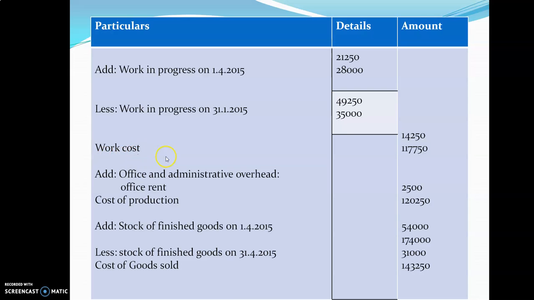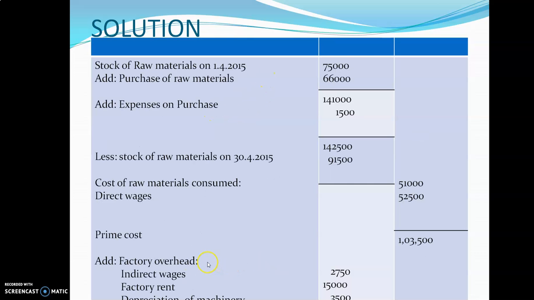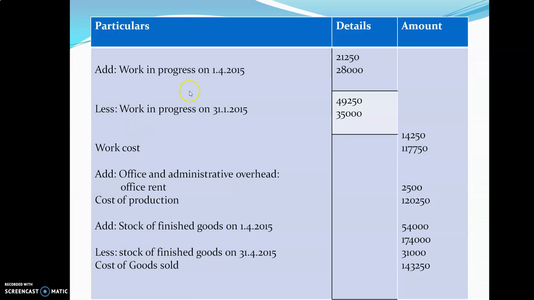So work cost, we'll get work cost, but how? See here. This was the factory overhead we are doing. So these three expenses we have recorded. Then we have added the opening work in progress. Then we have minus the closing work in progress. So factory overhead total is 14,250.